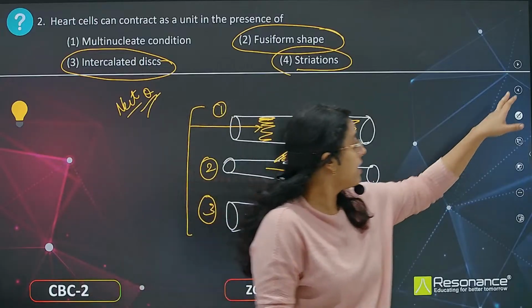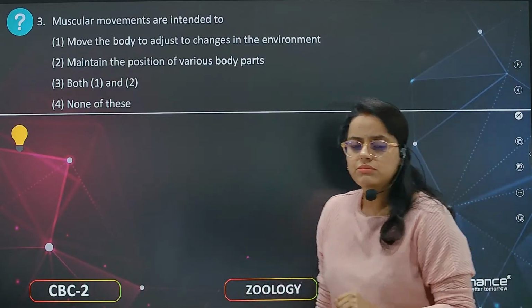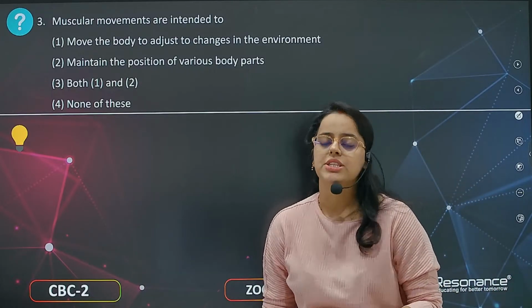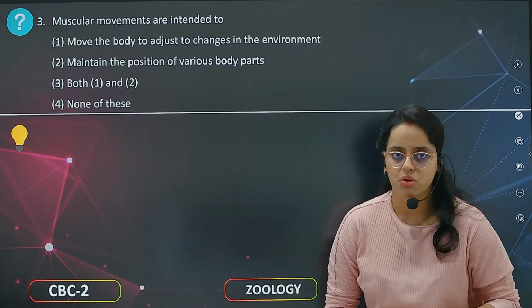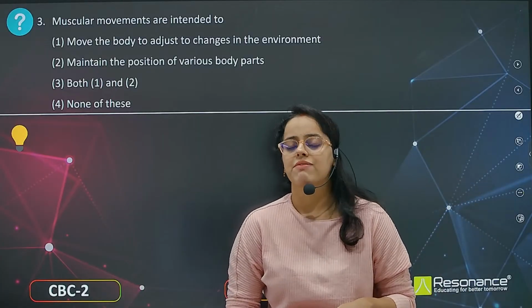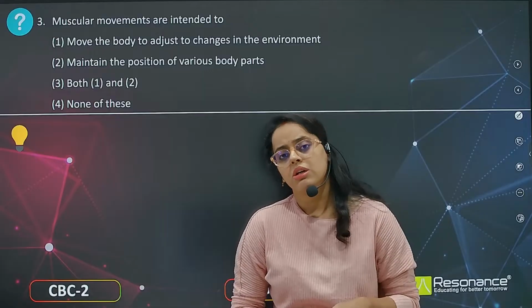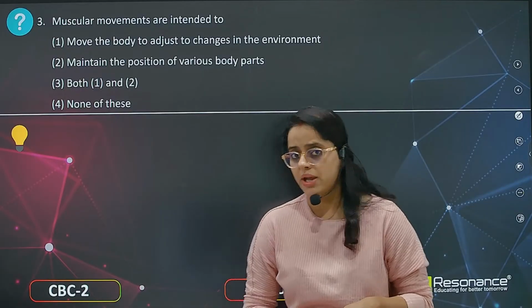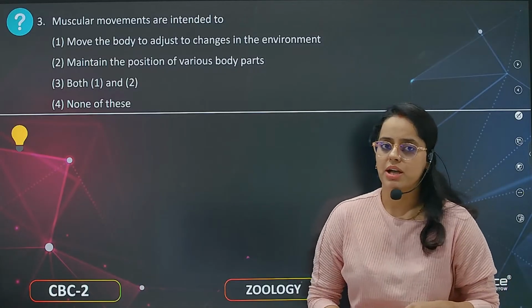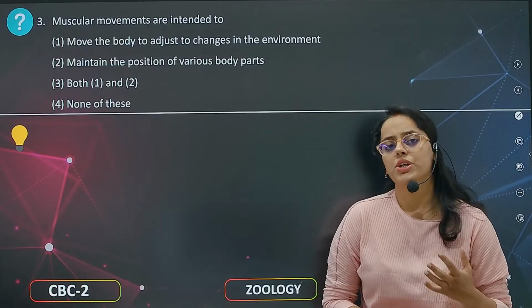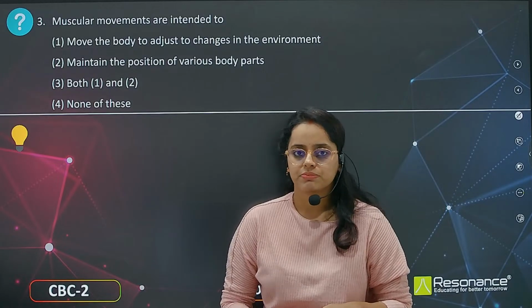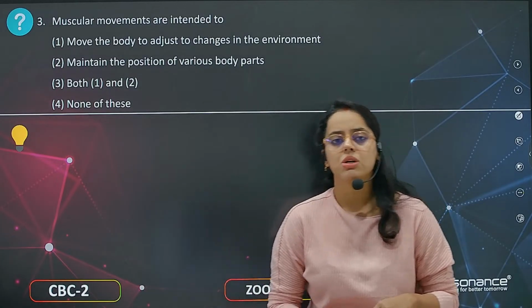Okay, now going to the next question. Muscular movements are intended to move the body to adjust to changes in the environment, maintain the position of various body parts, or 1 and 2, or nothing. Move the body to adjust to the changes in environment, yes, true. Now if you see, body to adjust to the changes in environment or maintain the position of various body parts, you are maintaining the body parts, and none of the above. So what do you think? So this question is for you. Muscular movements are intended to 1 and 2 or none of these?